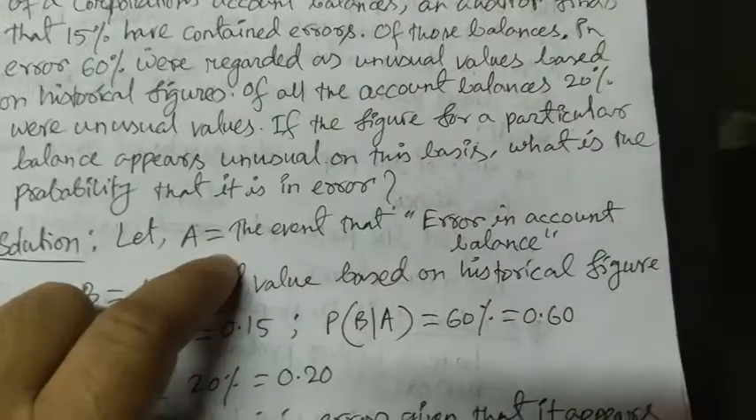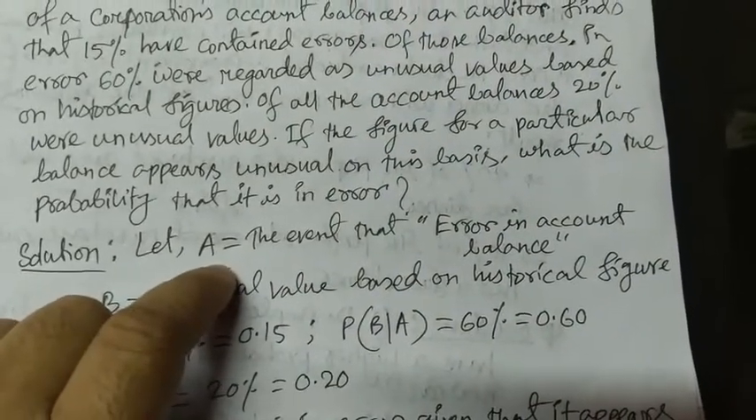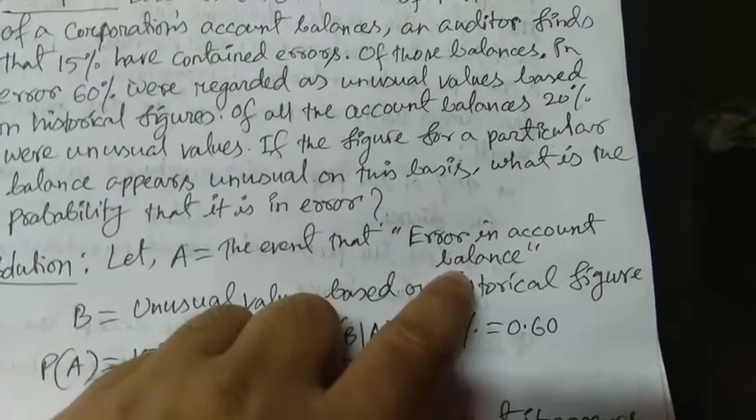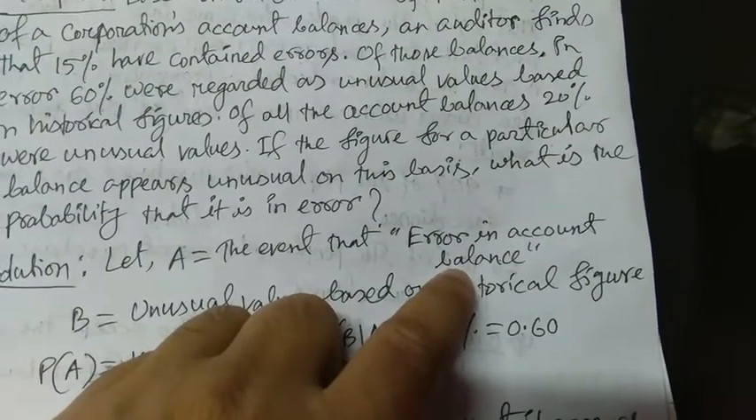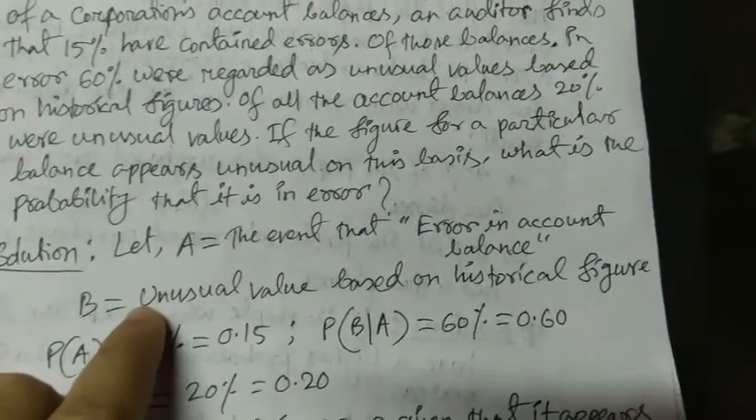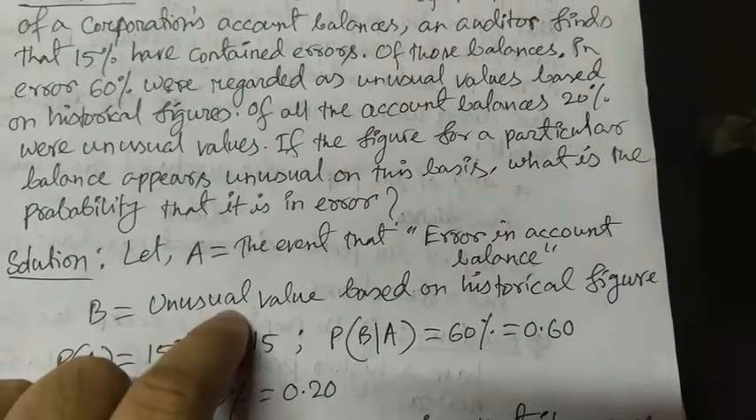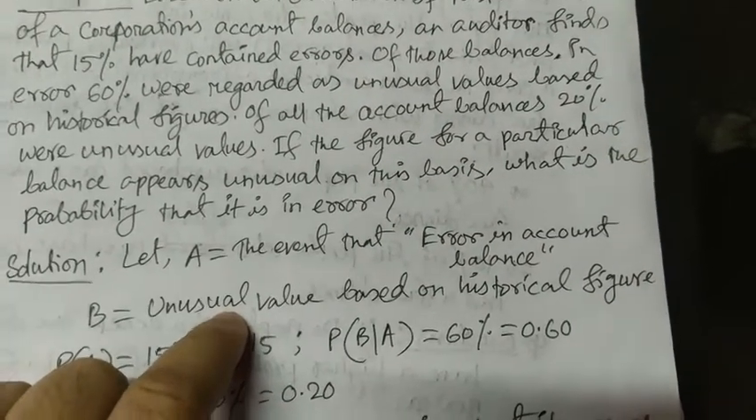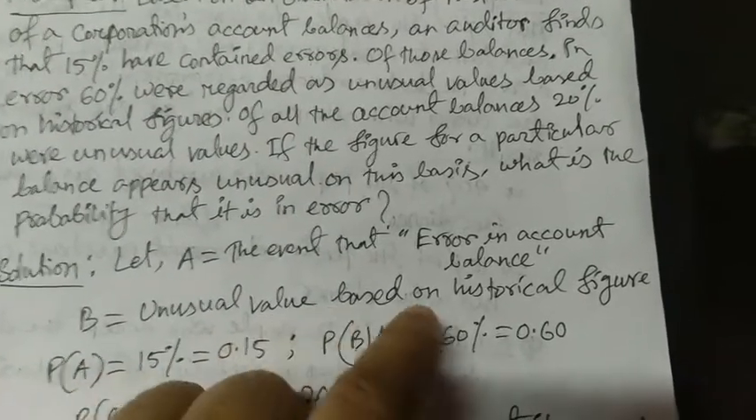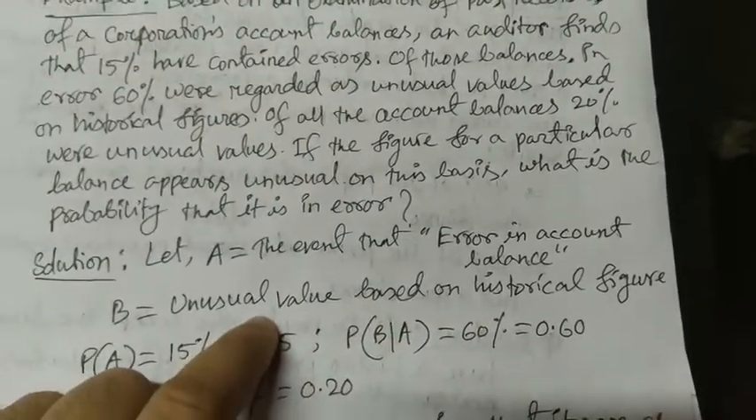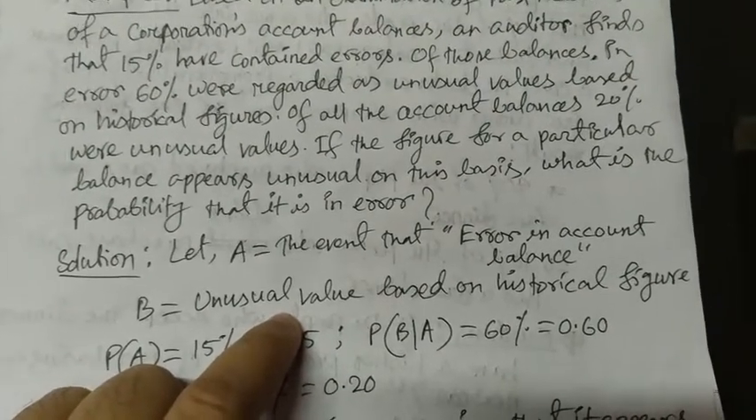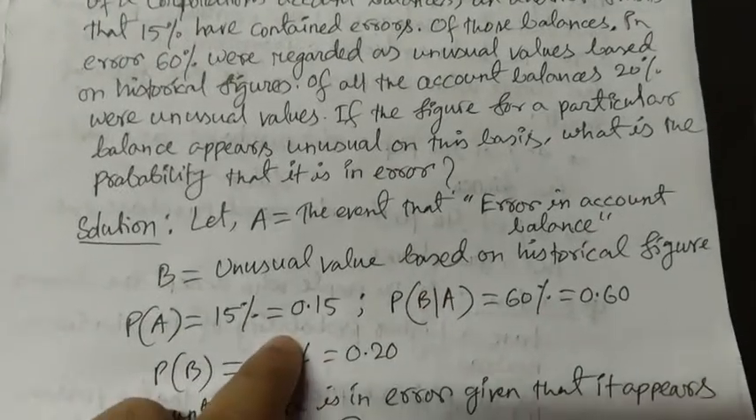So let us define the events first. Let A be the event that there is an error in the account balance. So if there is any error in the account balance, we name that event A. B is the event where the account balances have unusual values. That means B is unusual value based on historical figures. So B is the event that represents account balances with unusual value based on historical figures.